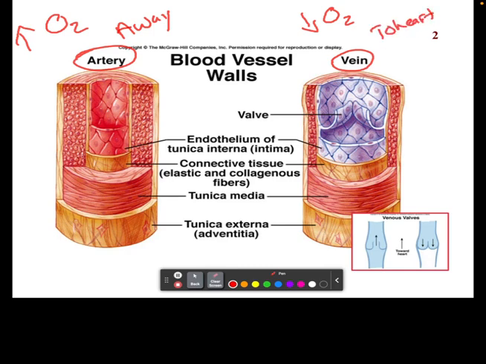This is just a general way to remember them. The only weird ones are the pulmonary artery and vein. Those are the only two that are opposite. So remember that. Only the pulmonary are the opposite.